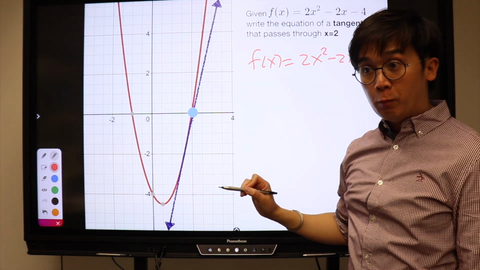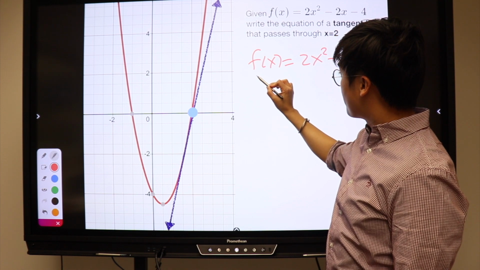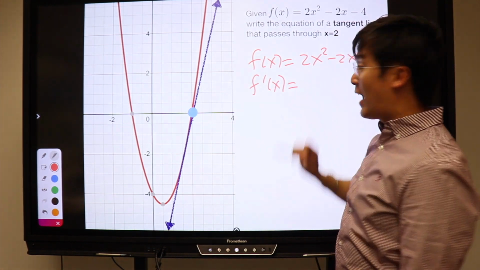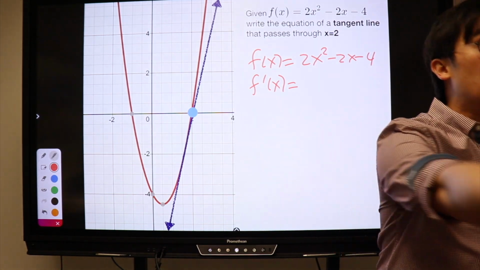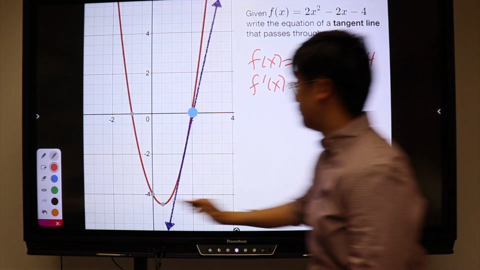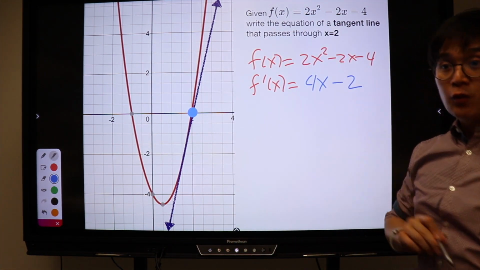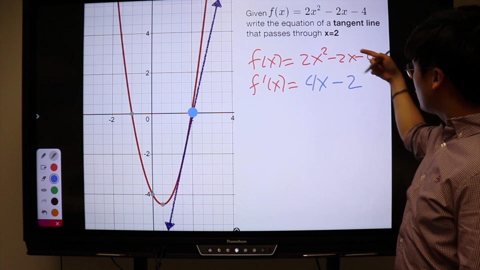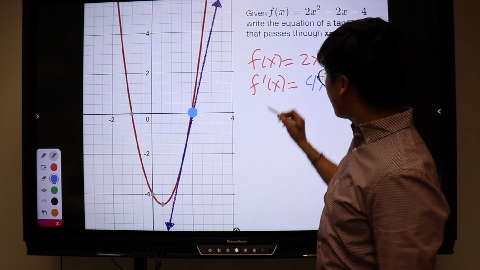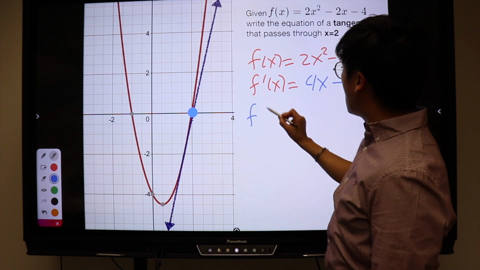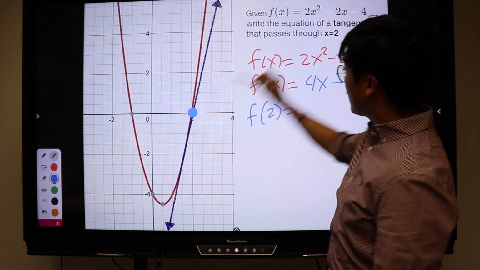We need to find the slope, right? How do you find the slope this time? We need to find f prime of x. And what is f prime of x given f of x is equal to 2x squared minus 2x minus 4 using the derivative rule that we've just learned? Now it's 4x minus 2 because you bring down 2, subtract 1 from it, and then this one is just going to be 2. Now we have f prime of x. We can find the slope of the tangent line because we know that f of 2 is equal to 0.